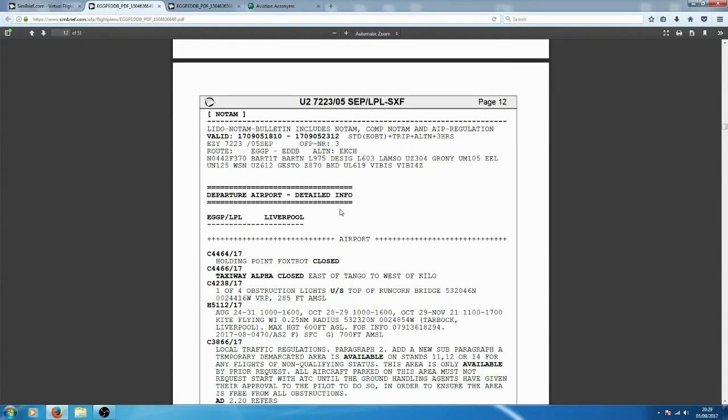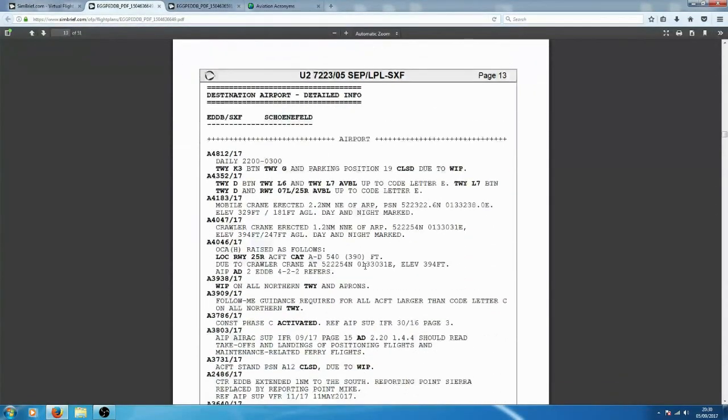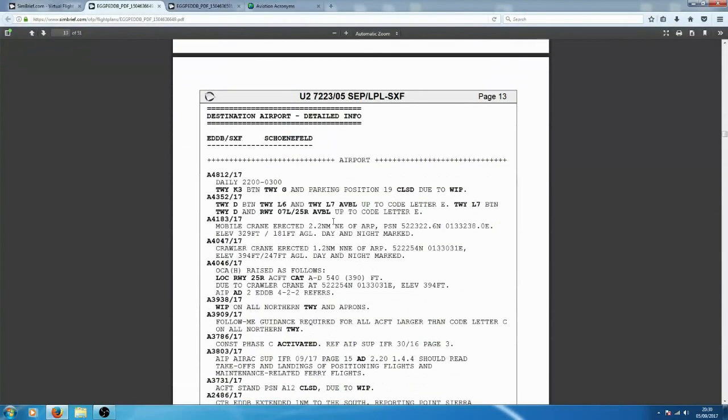Moving on now, these are your NOTAMs. Very important information because it'll tell you what's happening within the airport itself. So just want to make sure that all this is valid. So Lido NOTAM bulletin. Yep, so you just want to check that out, make sure it's all right. Simple enough. This is your NOTAM information for Liverpool. So Holding Point Foxtrot's closed, and it'll say taxiway Alpha closed east of Tango, west of Kilo. So it's just important to know stuff like that. And this here, and so on and so forth. So that's your airport NOTAMs.